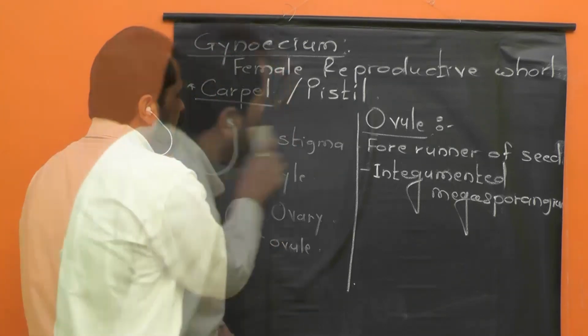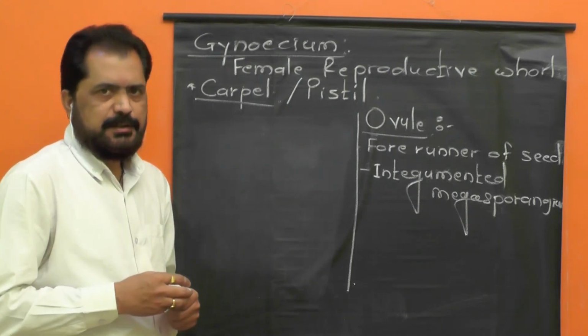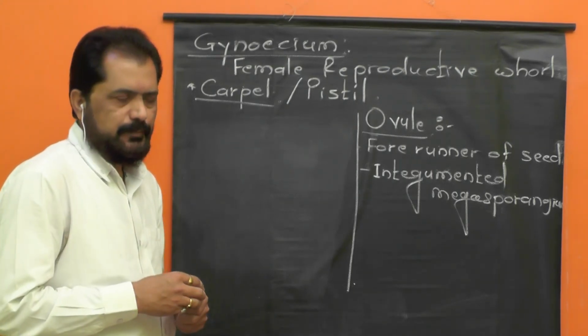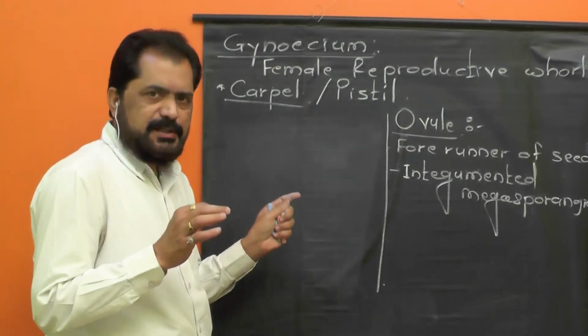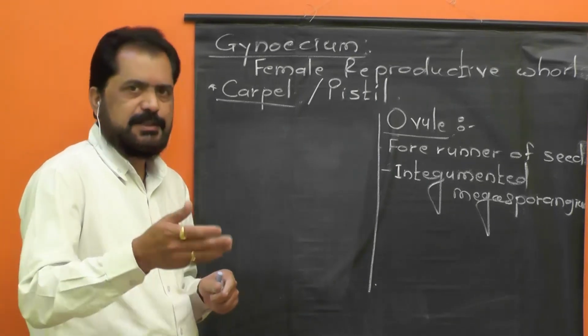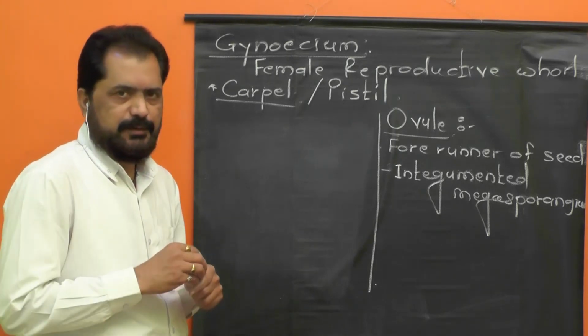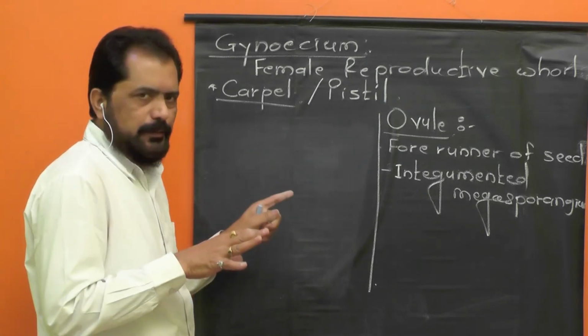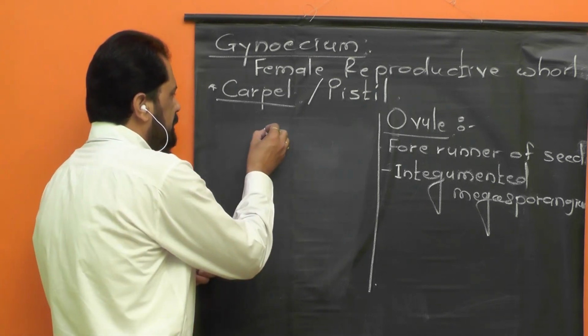We have to study the structure of ovule after 5 minutes, but before that, I want to tell you a little bit about the structure of ovule. We shall study it in detail after 5 to 7 minutes. The ovule typically consists of 2 main parts.